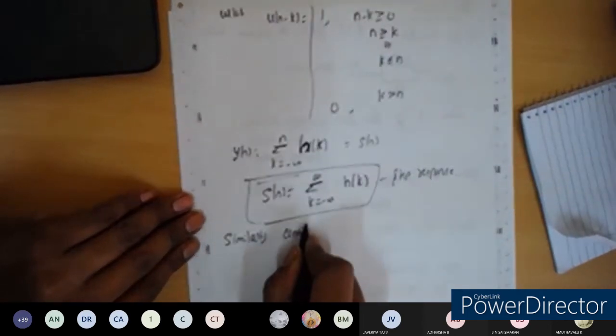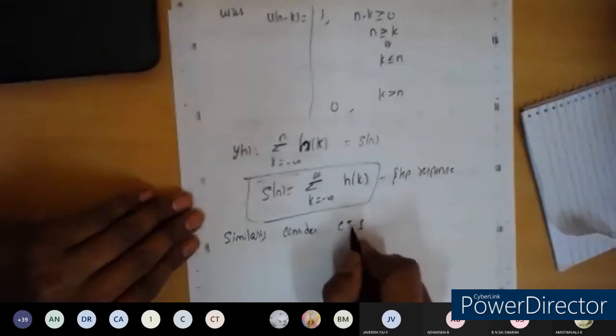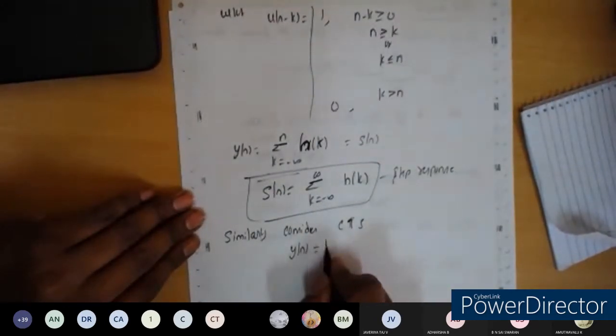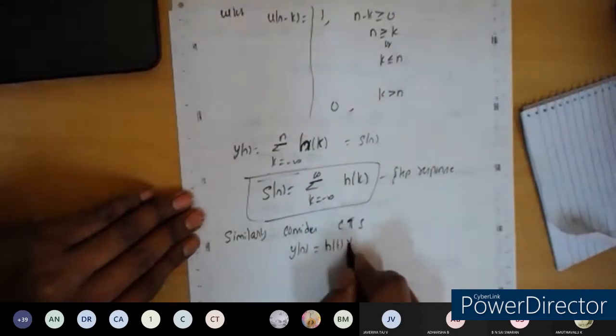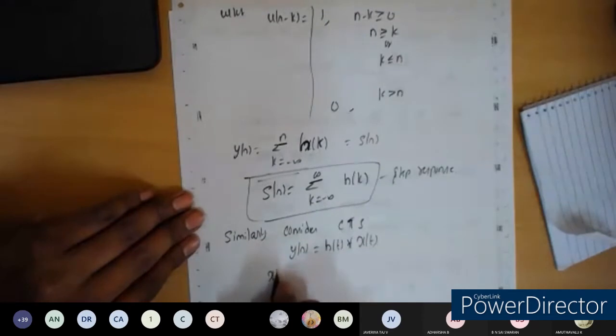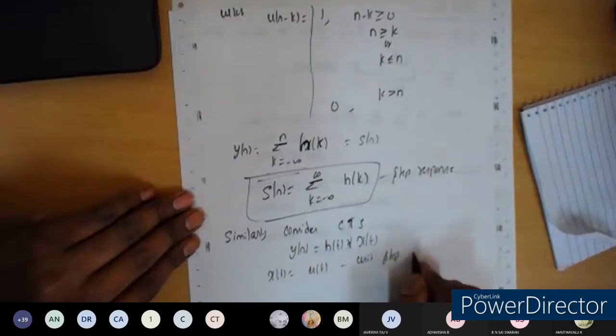So we are going to consider the continuous time signal, CTS. We consider y of t is equal to h of t convolution with x of t, where x of t is u of t, which is a unit step signal.